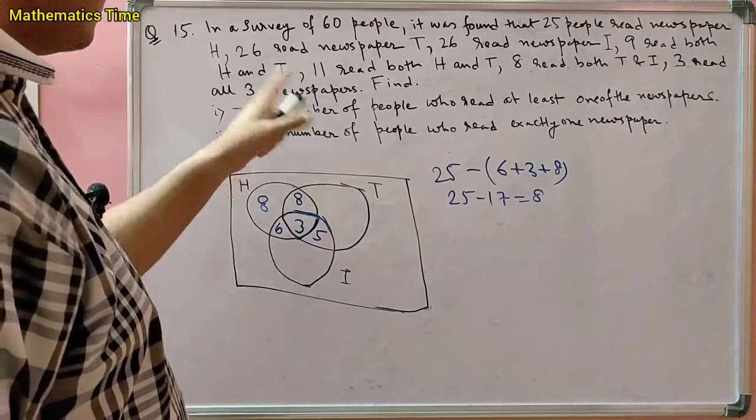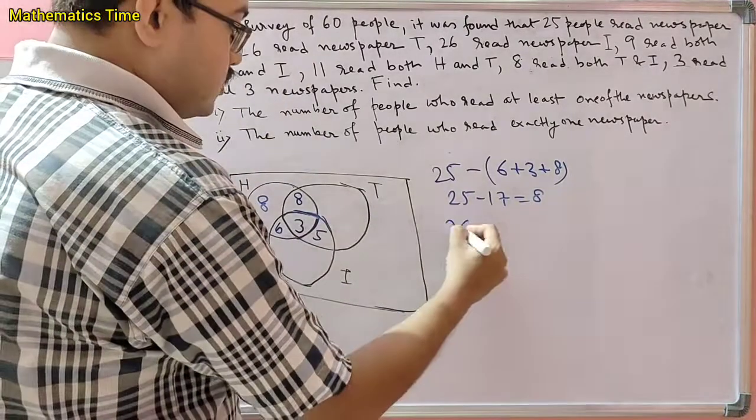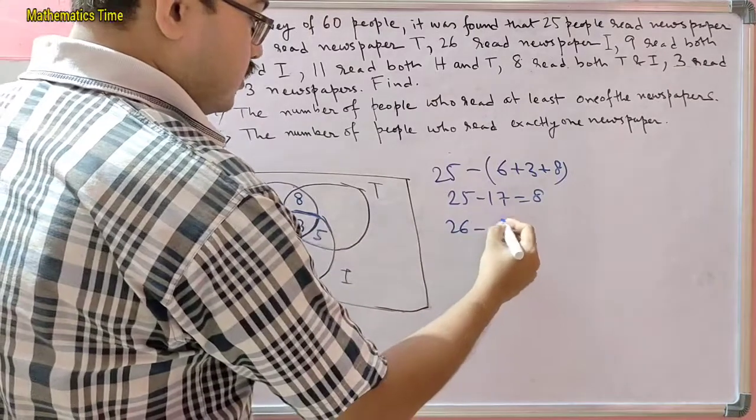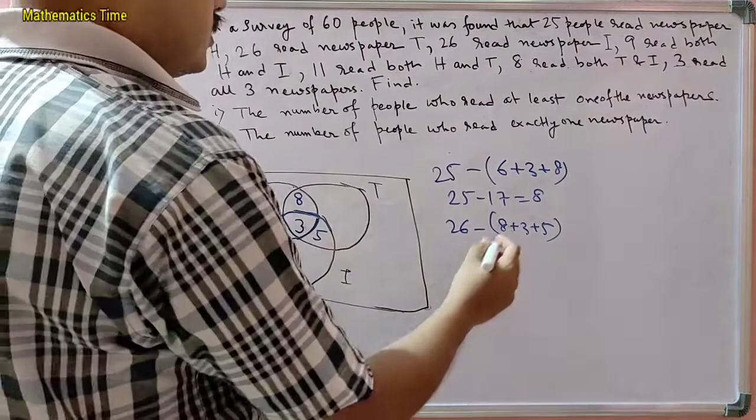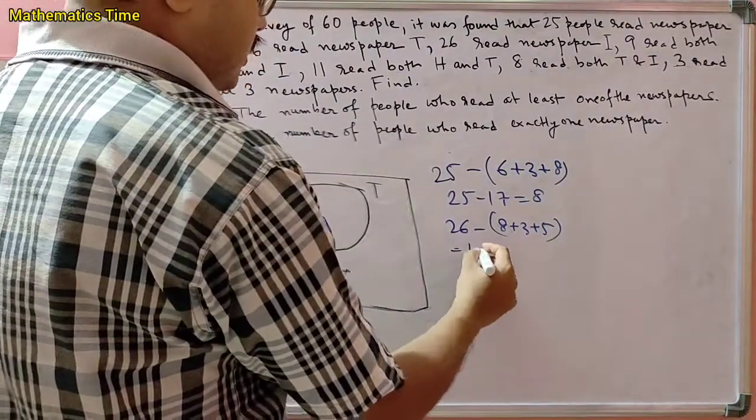Similarly, 26 read newspaper T. That is 26 minus 8 plus 3 plus 5. 8 plus 3 plus 5, that means it's 11 plus 5, which means 16. So it will be 10.